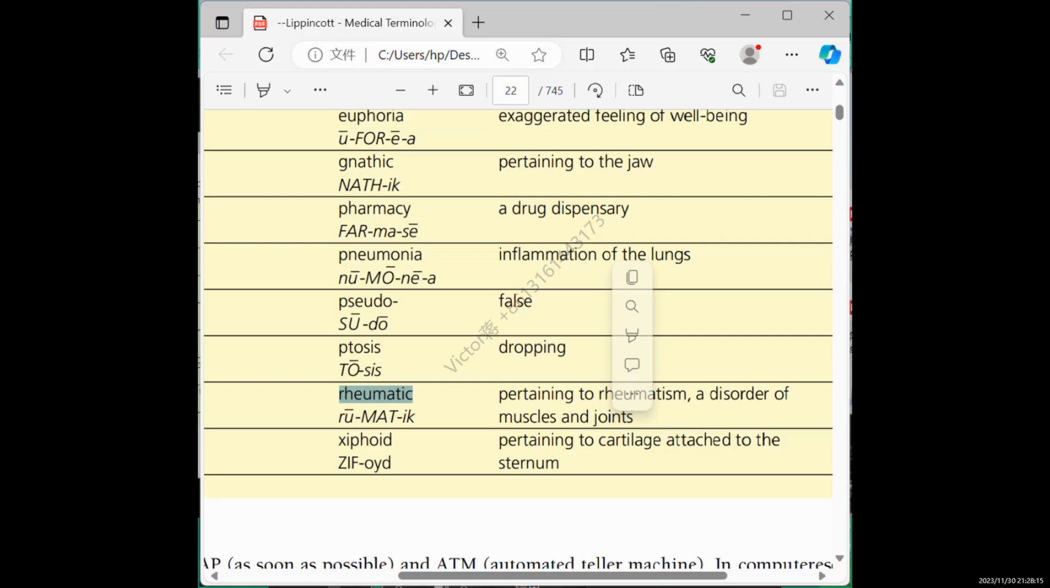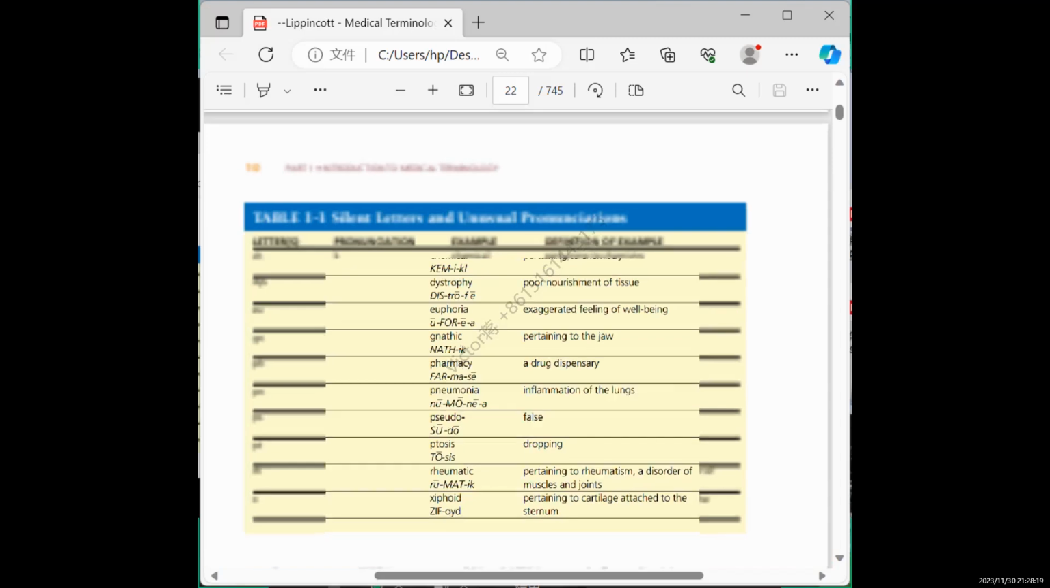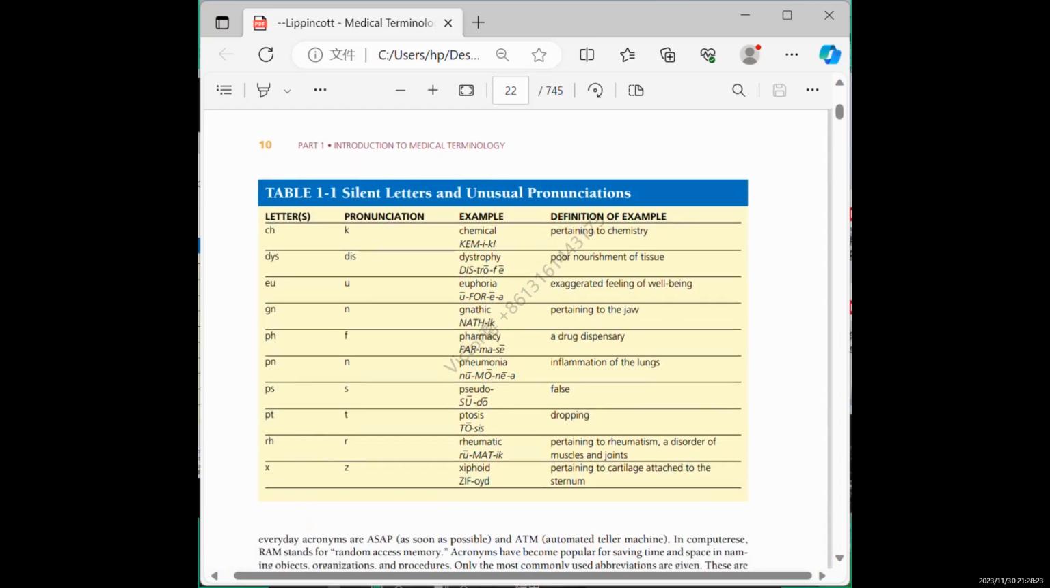Okay, xiphoid. Anyway, for this table of silent letters and their pronunciations, I suggest you remember some of them. Even if you cannot remember some of them, don't worry. Maybe take a screenshot for better memory. They're really important, very important. Again, don't worry. Just keep learning, and keep your passion and perseverance, never give up. And this medical terminology will someday be a piece of cake, right?